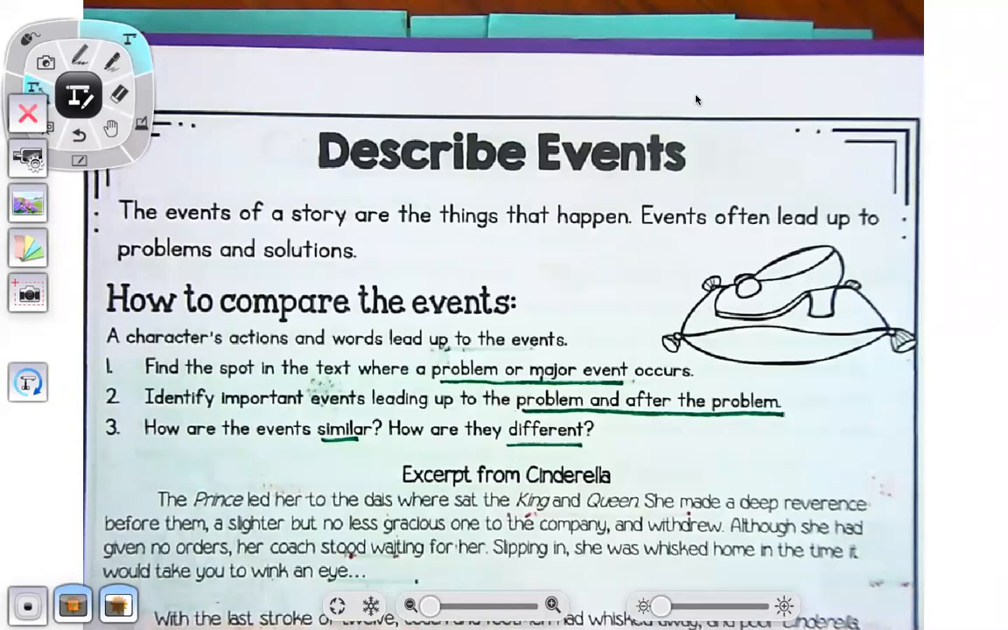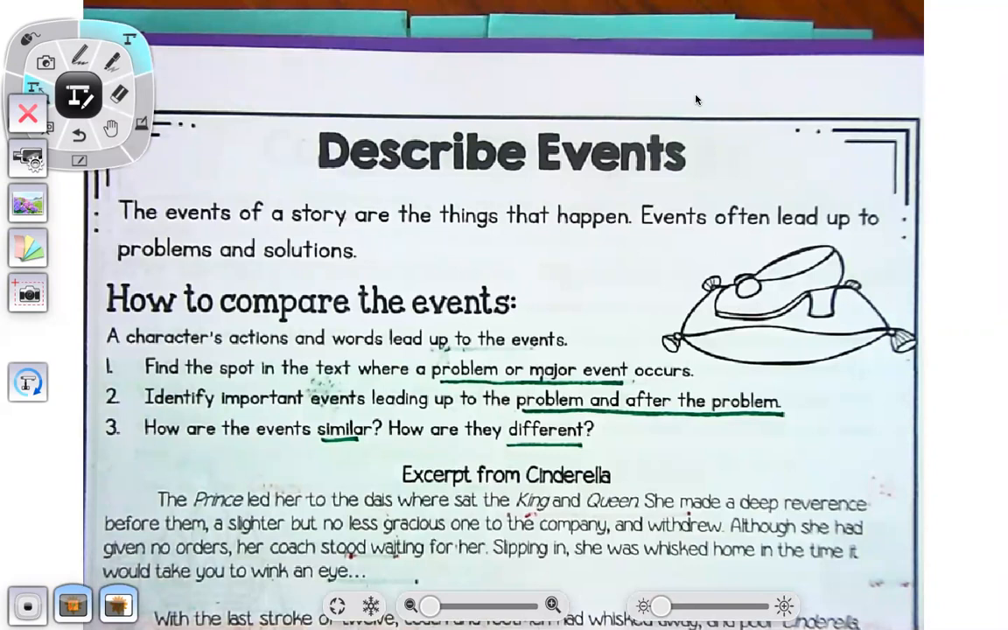All right, boys and girls, we're going to be doing describe events now. Remember, the events of a story are things that happen. Events often lead up to problems and solutions. So how do you compare the events? A character's actions and words lead up to the events.